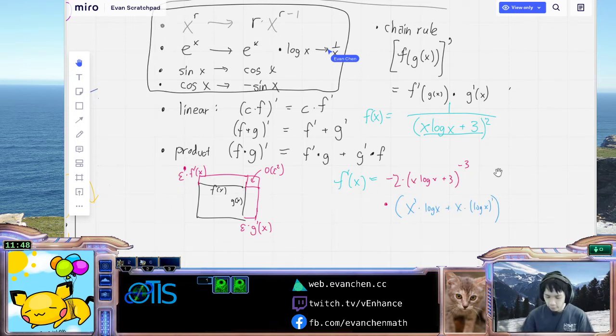Okay, and now you look at the table and see what are these. Well, if you were paying attention, you should know that x prime is just 1, so this is just 1. And log x is one of the ones I gave you in the table, it's just 1 over x. Okay, so now this is just the answer. It's like minus 2 times x log x plus 3 to the minus 3, and then times whatever happened inside, which happens to be just log x plus 1.